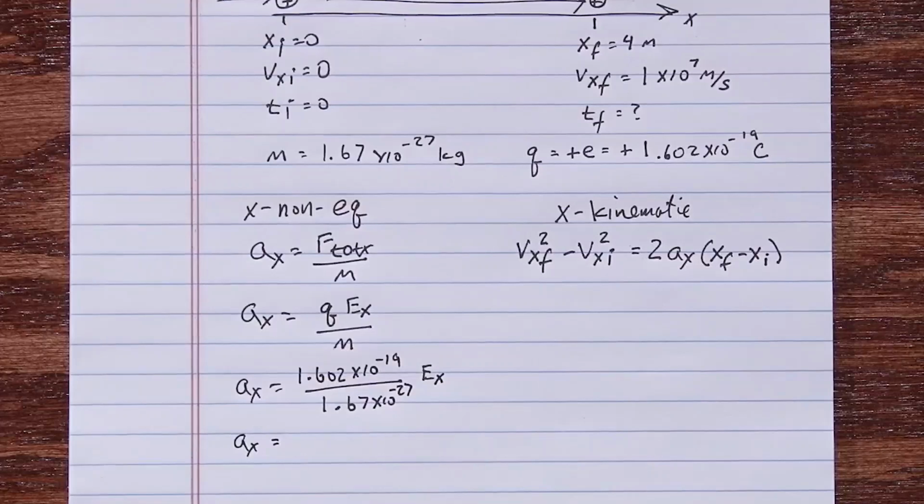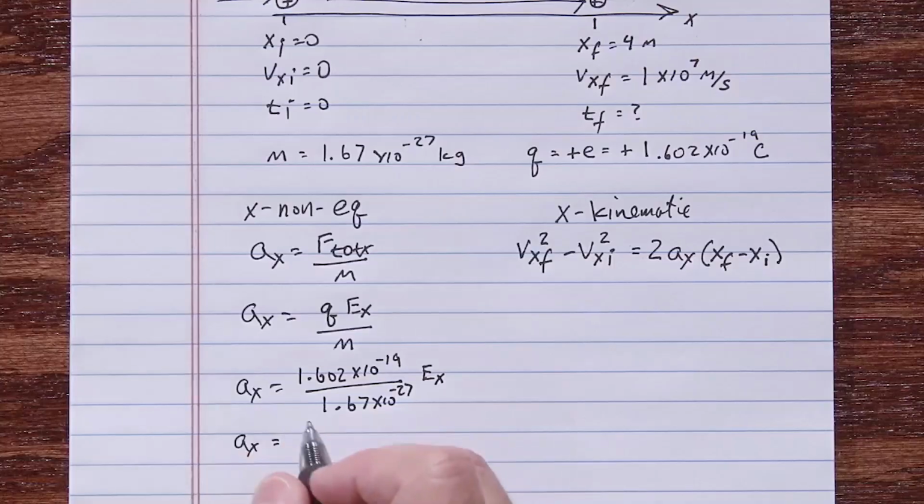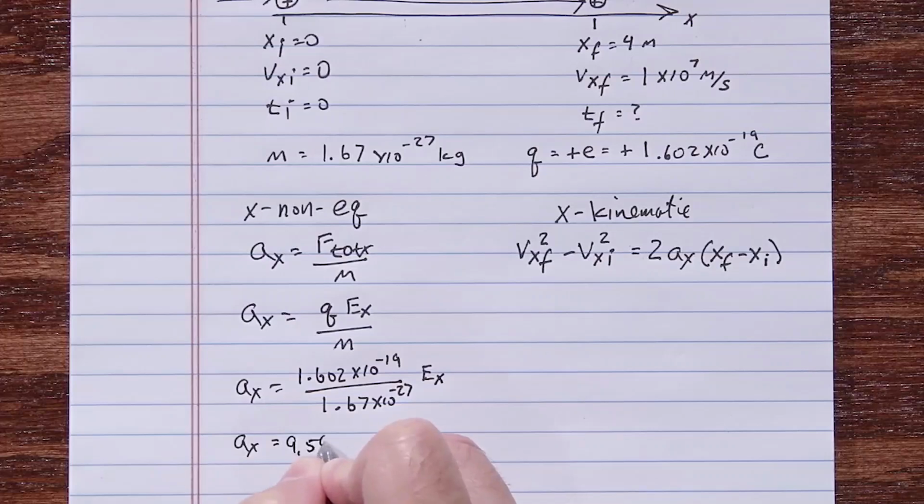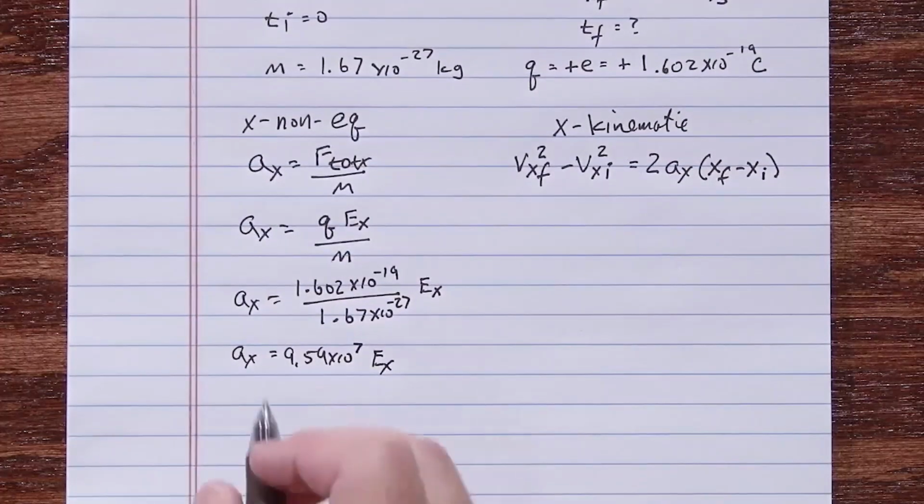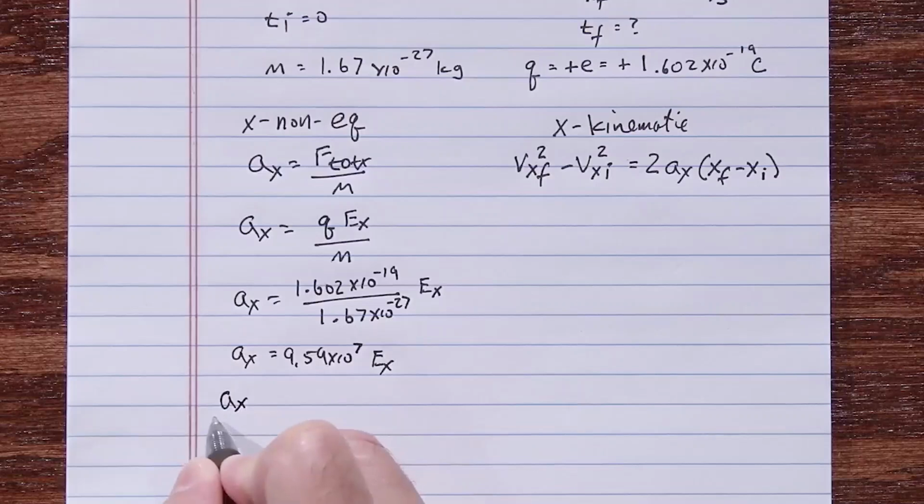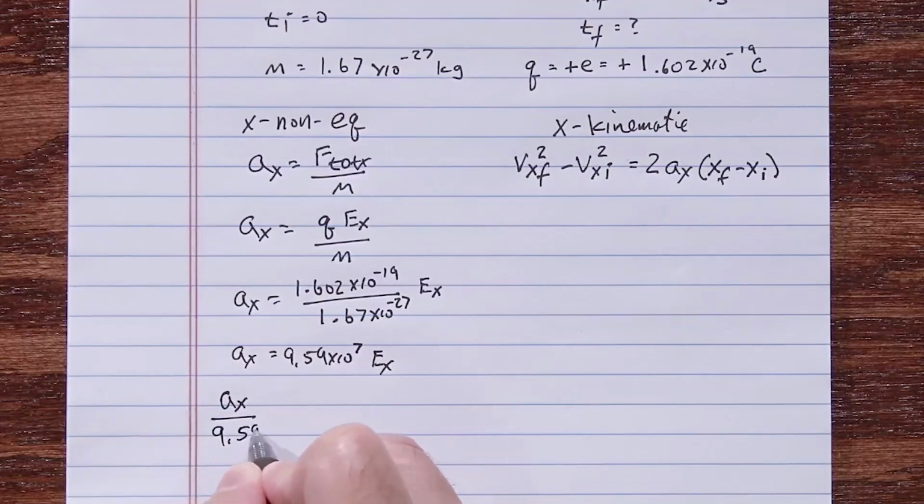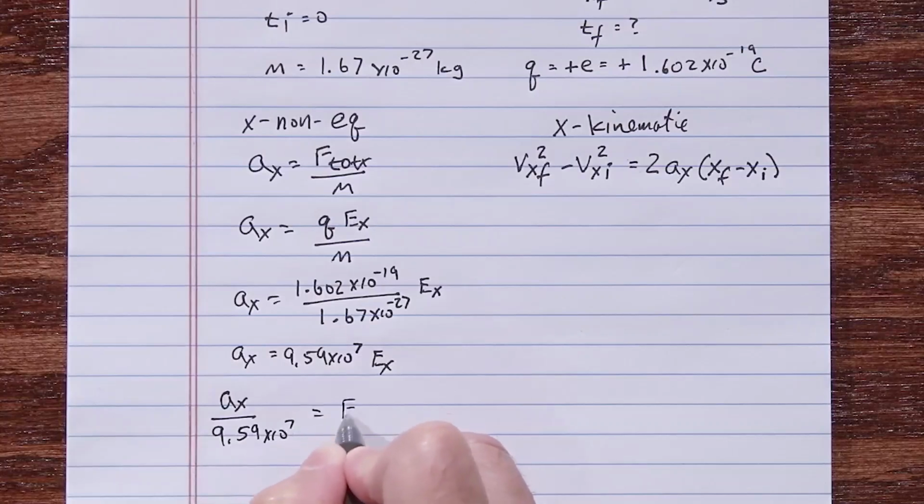Our Ax is equal to 1.602 times 10 to the minus 19 divided by 1.67 times 10 to the minus 27, and that tells us that Ax is 9.59 times 10 to the 7 times Ex, which we can solve for Ex. So that would be Ax divided by 9.59 times 10 to the 7 is equal to Ex.